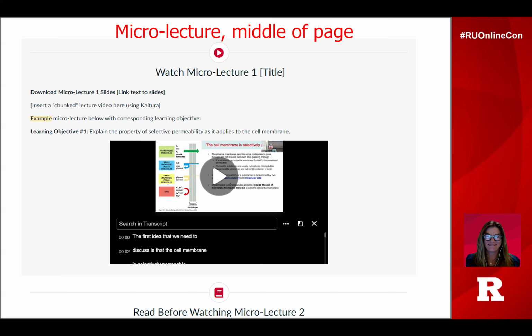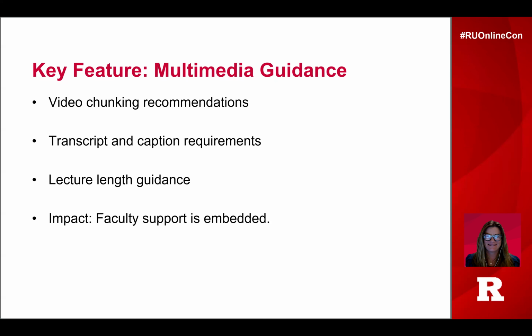The course development process also includes accessibility prompts and reminders about alternative formats. For example, providing downloadable slides, transcripts, or written summaries can support diverse learning preferences, which goes back to using that universal design for learning approach. Importantly, this guidance is embedded directly within the course shell. Faculty encounter these supports during the development process rather than needing to search for external instructions.